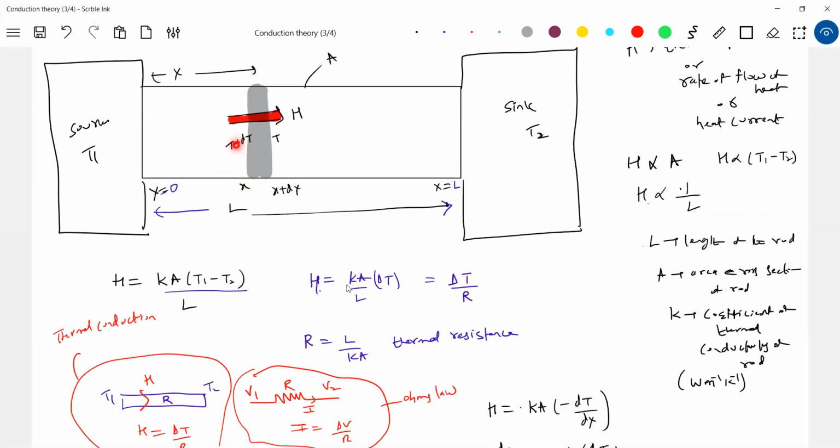At a distance x, what is the temperature? T plus dT. At a distance x plus dx, the temperature is T. So dT by dx will be negative. And we are discussing steady state. So what does steady state mean? No more absorption of heat by the segments. The segments are only involved in transfer of heat.